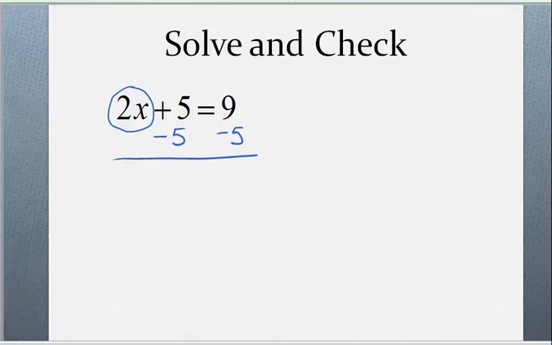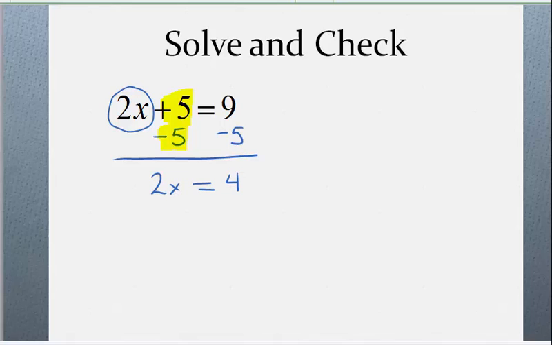So the minus 5 and the plus 5, those turn into a 0, and when you add 0 to anything, you're just left with what you started with, which is the 2x. So on the left side, I get 2x, and on the right side, I get 4. So now my equation is down to one term on the left side, one term on the right side.